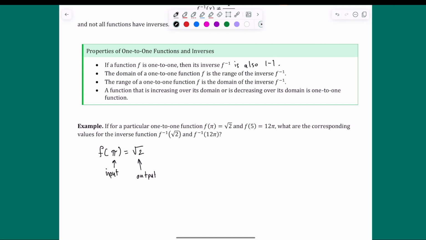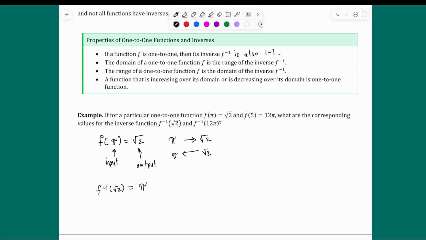And so remember, that's f. So its inverse function, f inverse of square root of 2, will have an output of pi, since that was the input relation, right? In other words, pi went to the square root of 2. So we reverse the arrow, and we see now we have the square root of 2 going to pi.